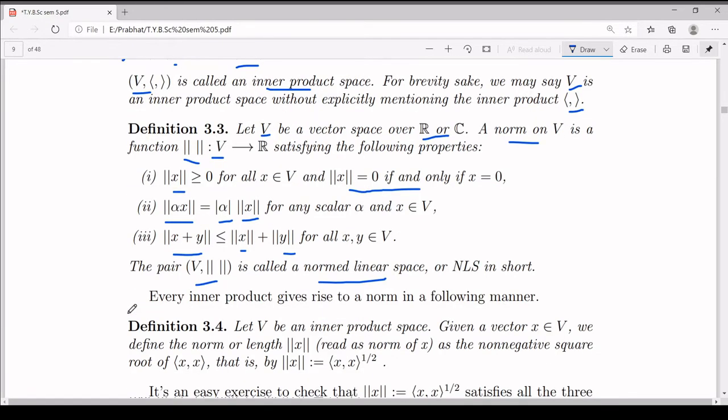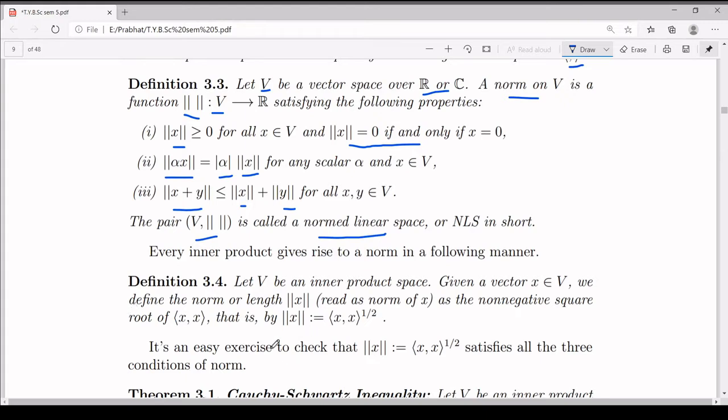Now the next one, in fact not a definition, it's a remark kind of thing. You can prove that every inner product gives rise to a norm in the following manner: to every element x you assign a real number, the square root of the inner product of x comma x. So if you have an inner product space, you define your function norm x to be the square root of the inner product of x with x. It's an easy exercise. You can check that this function will satisfy all the properties of norm and hence it will be a norm. If you have done a linear algebra course, you must have proved it also.